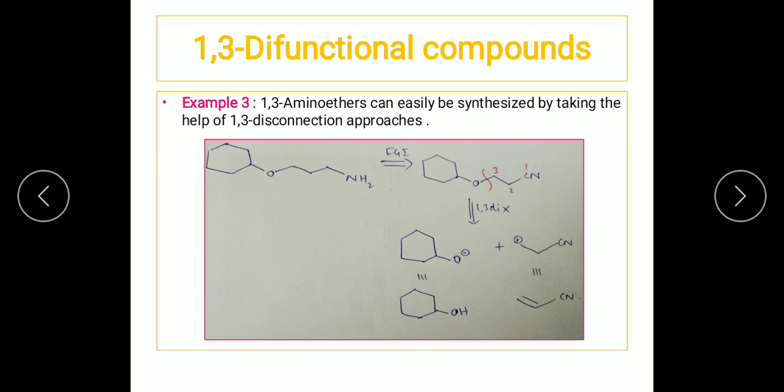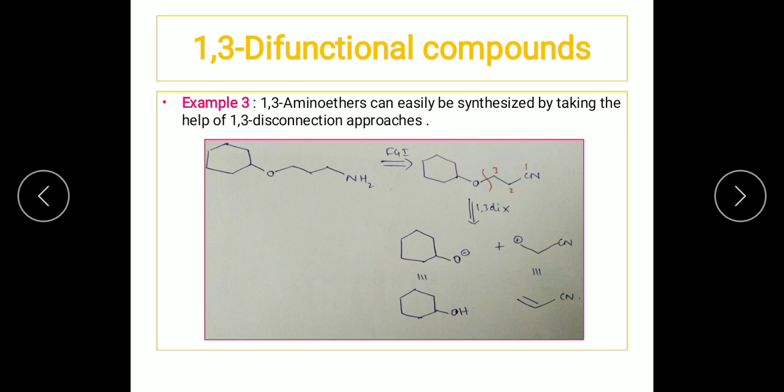Now let us take another example, example 3. 1,3 amino ethers can easily be synthesized by taking the help of 1,3 disconnection approaches. So the target molecule here is 1,3 amino ethers. Since there is a presence of amine group, let us first interconvert it to cyanide group. So write down FGI above the retrosynthetic arrow, below that write down reduction, and we're going to write down the subsequent cyano compound here.